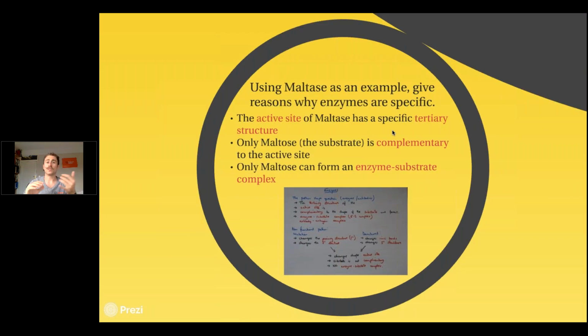The active site of maltase has a specific tertiary structure. Only maltose, or the substrate, is complementary to the active site, and only maltose can form an enzyme substrate complex. 3 standalone single sentences that each relate to the question in the correct order.